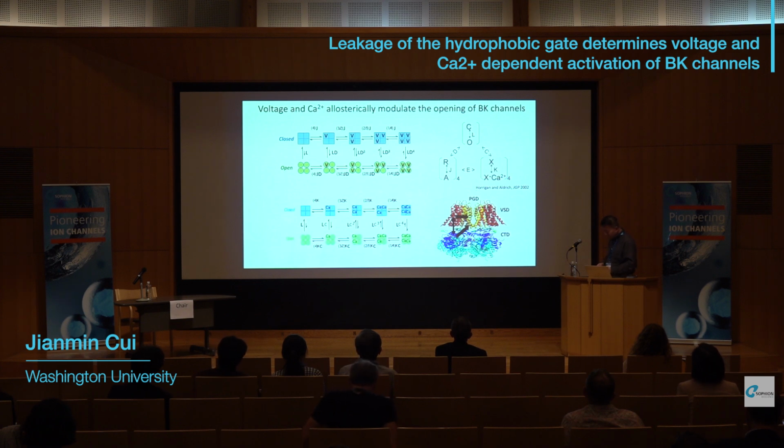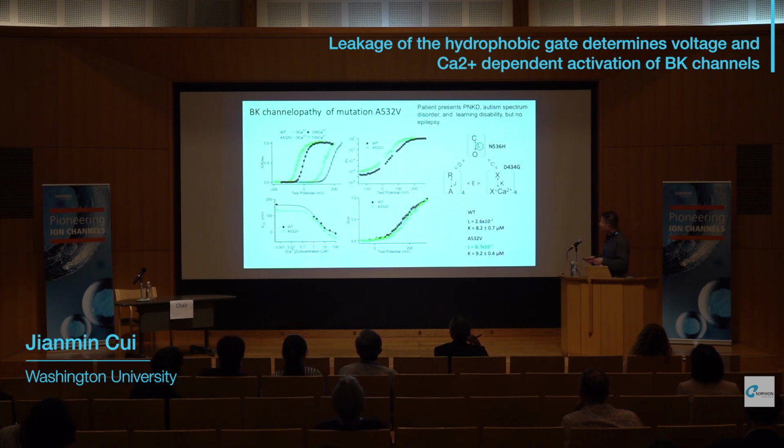And another thing that is important, this intrinsic opening, is illustrated by this BK channel mutation that is associated with a very severe neurological disease or disorder. This patient presents dyskinesia, or movement disorder, and autism spectrum disorder, and also learning disability, although there's no epilepsy present in this patient.